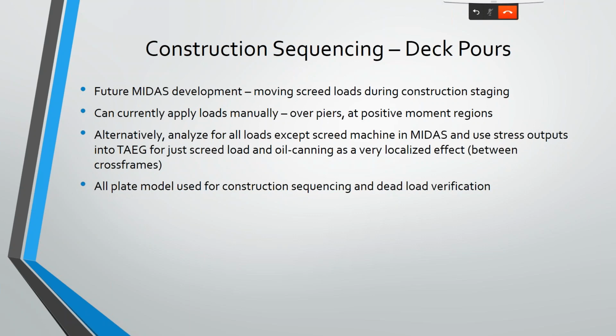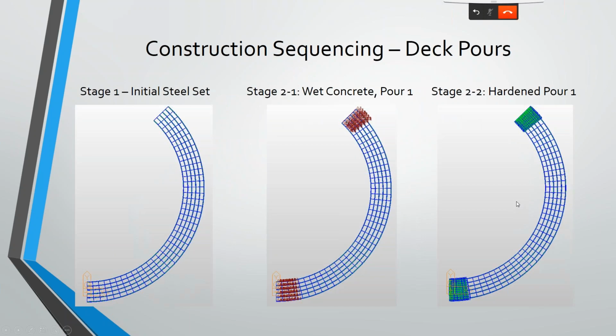more explicitly. And then the all-plate model used the construction sequencing and dead load verification. So this is big for, again, the deflections and rotations. So here's kind of what the model looks like. Start off with the end pours, hold down those ends. So after that's in, all subsequent rotations are going to be less because we provided that hold down.